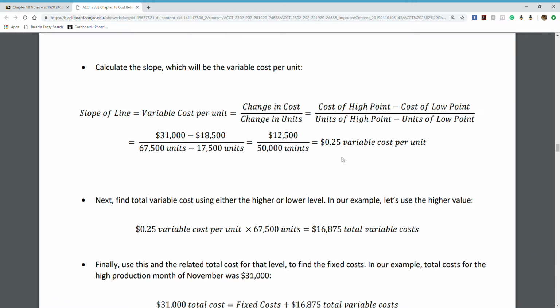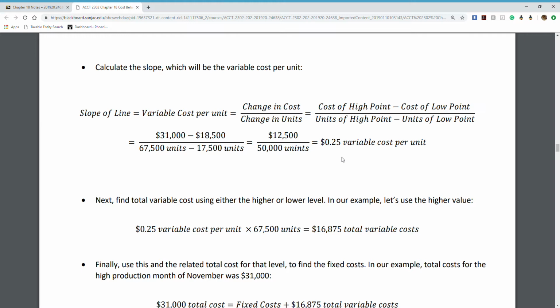In a misspelled version of units. So, 12,500 divided by 50,000 units does equal out to 0.25, or 25 cents variable cost. Okay, this is our slope. Our slope will eventually help us figure out our fixed cost.